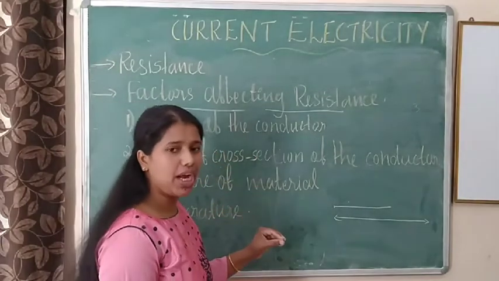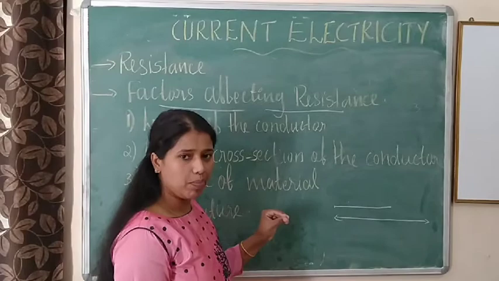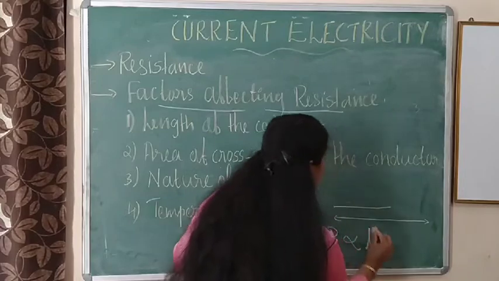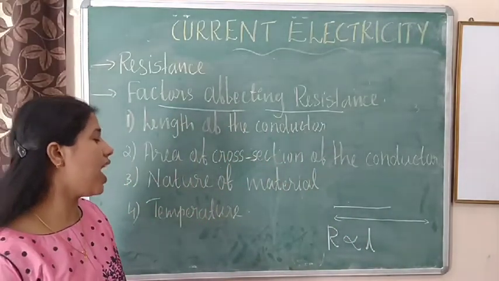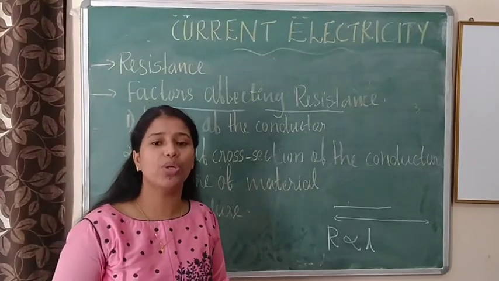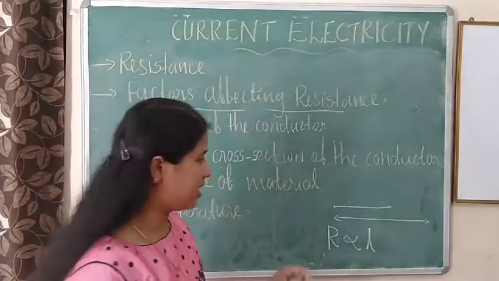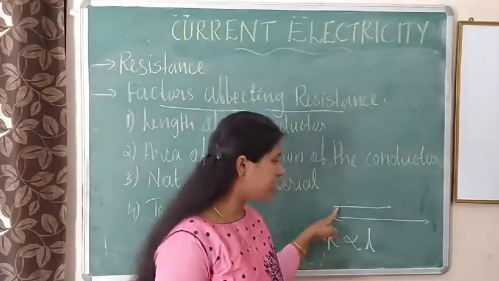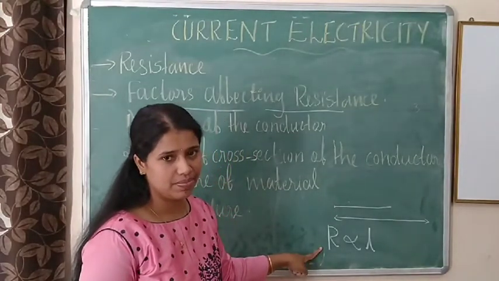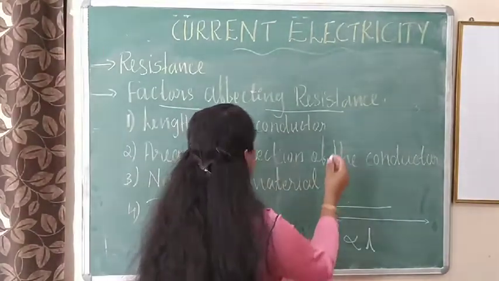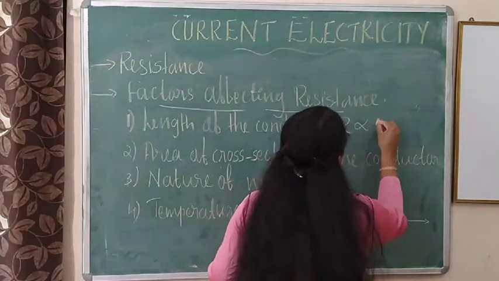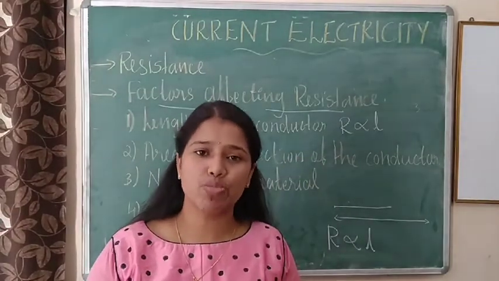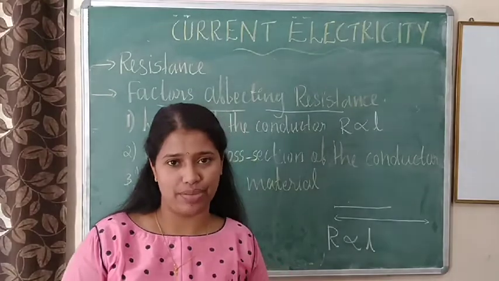Scientifically it is proved that resistance R is directly proportional to length. That means if length increases, resistance also increases. If length decreases, resistance decreases. That's the first factor. Here we can write R proportional to L. If you are using a long wire, resistance is more. It opposes the flow of current.